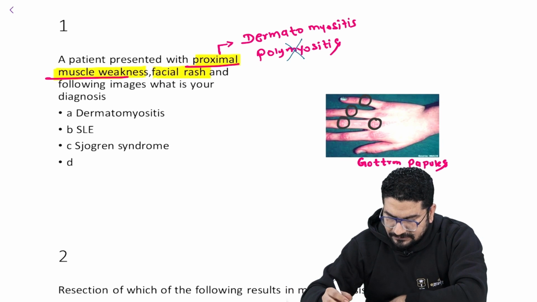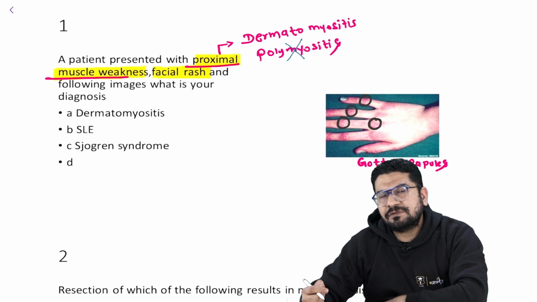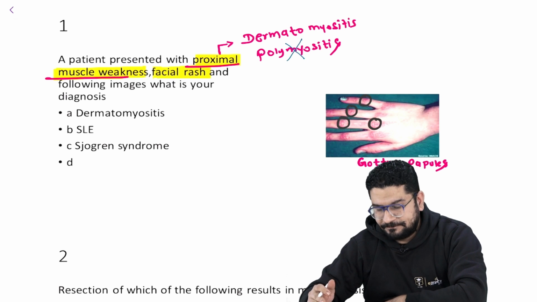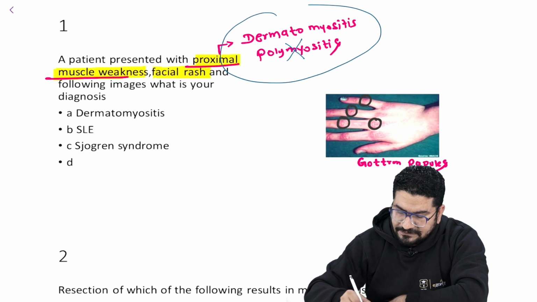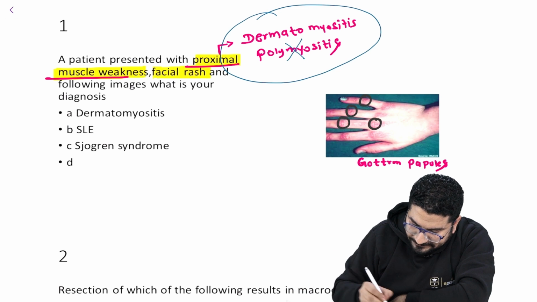Okay, to tell you furthermore, there is also a type of myositis we call inclusion body myositis. Inclusion body myositis will have distal muscle weakness, and that is seen in old people. These two conditions are seen in young people. So the answer for this question will be dermatomyositis.